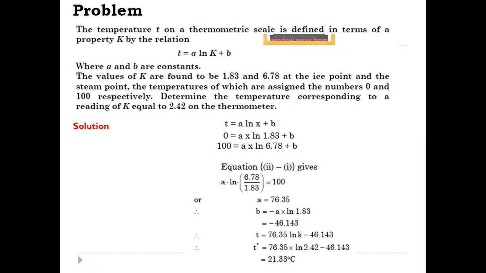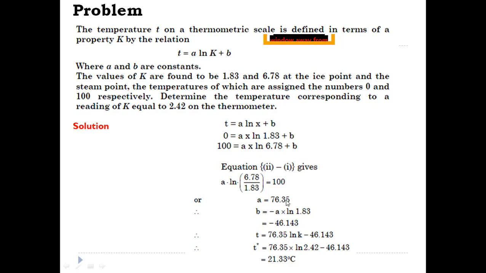So we have to determine the temperature when K is equal to 2.42. That means when K is equal to 1.83, it corresponds to the ice point, that is T0. When K is 6.78, the temperature is 100 degrees centigrade, corresponding to the steam point. So we have to determine the temperature when the K value lies in between these two, that is 2.42. At what temperature, that particular temperature we have to determine.